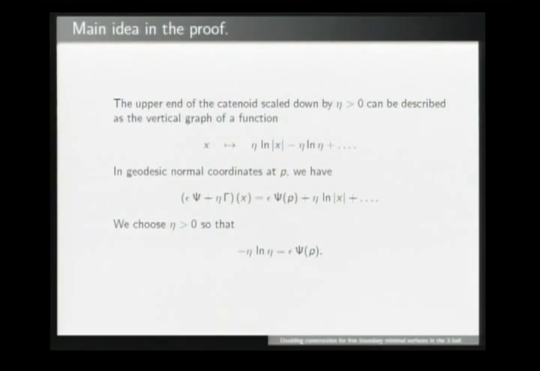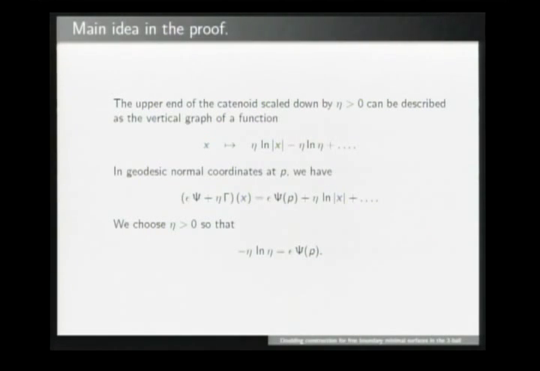And so if you compare the two expansions here, you find out that the two graphs look like a multiple of the log of mod x, and then there is a constant. Here this constant is just epsilon times the value of psi at the point P, while here the constant is like minus eta log eta. So this tells you that, at least from a formal point of view, what you have to do is choose this mysterious constant eta in such a way that this equality is fulfilled.